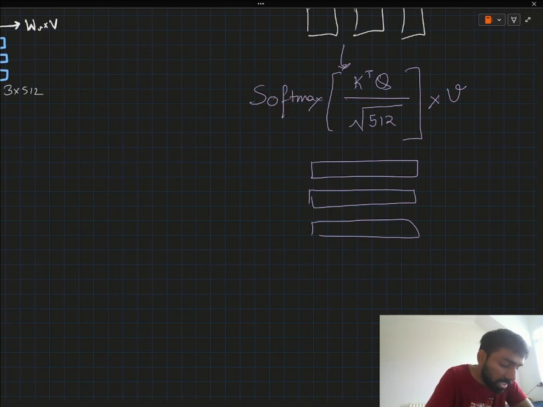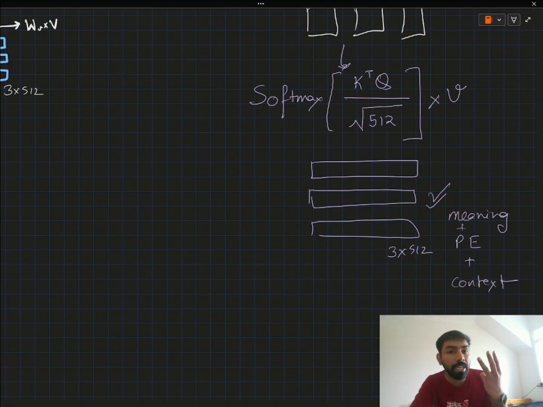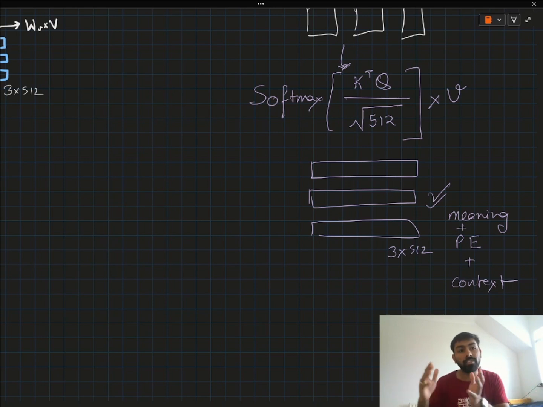So now this matrix that we have here has meaning already, and is 3 cross 512 because we have 3 words, for example. We had meaning already, we had order as well because of positional encoding. Now we have something called context. So we have captured all 3 basic things of transformers: meaning, positional encoding, and context. But this is not it. What happens is we go through multi-head attention, which I'll explain in the second part now.